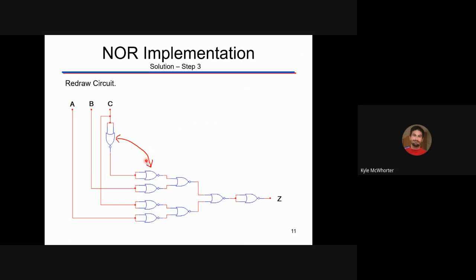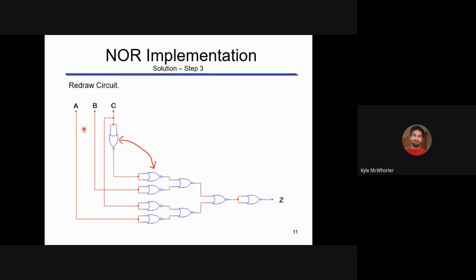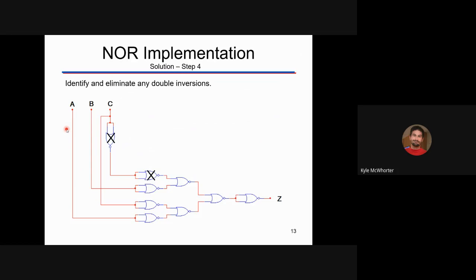And then we can see right here that we have inline back-to-back inverters. So this signal right here, C, is going to become not C, and then right here is going to become C again. So we can just take those both out and have C just be C. So we are going to cross those out. And then we won't have any inverters on this line here. So C is going to go straight over to here and straight down to here.